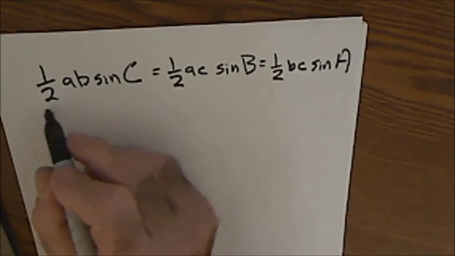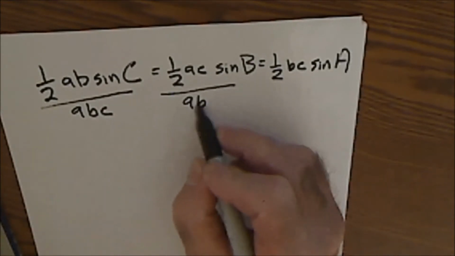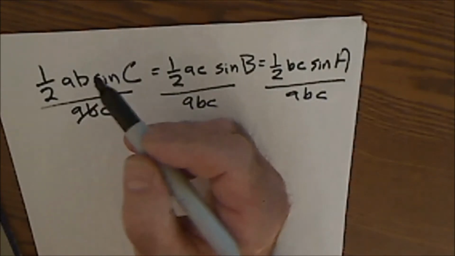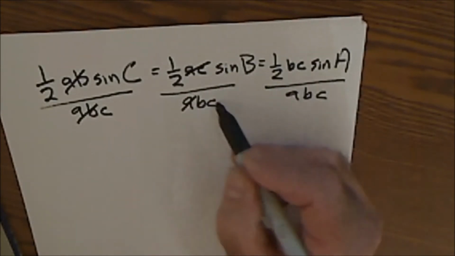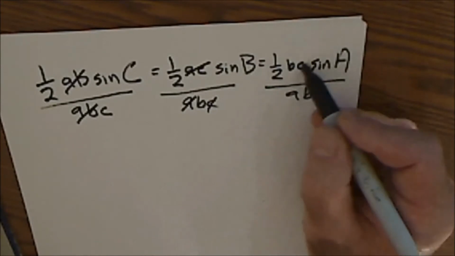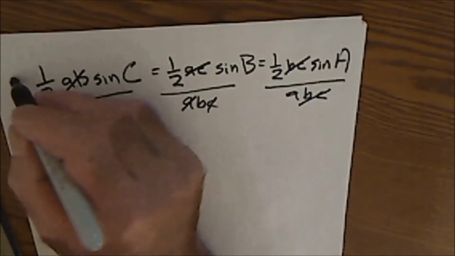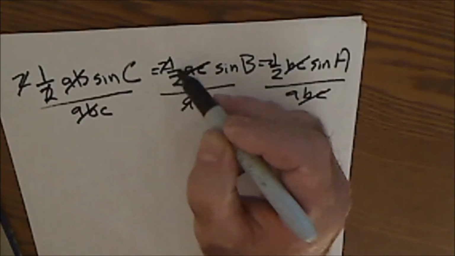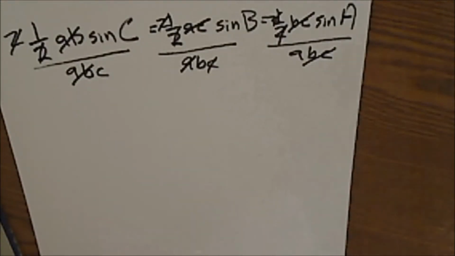Now I'm going to divide all sides of the equation by ABC. And right here, AB and AB will cancel. Right here, AC and AC will cancel. BC and BC will cancel. Then I'm going to multiply all sides by 2, so the halves cancel. And it leaves me with what's called the law of sines.